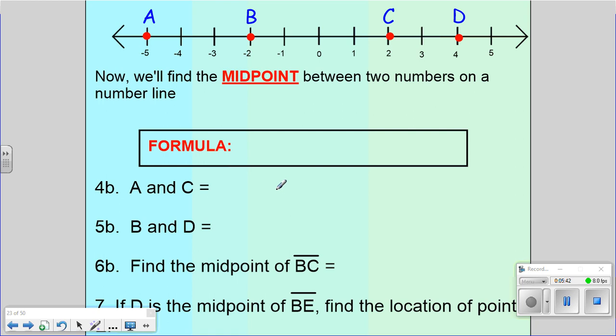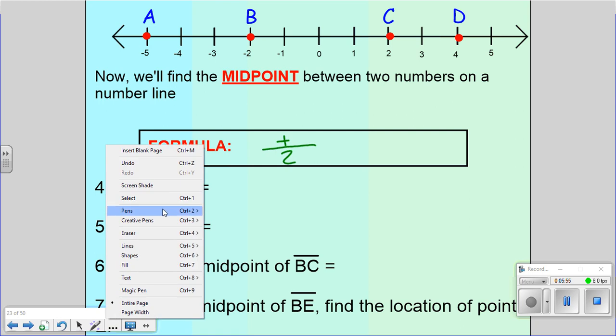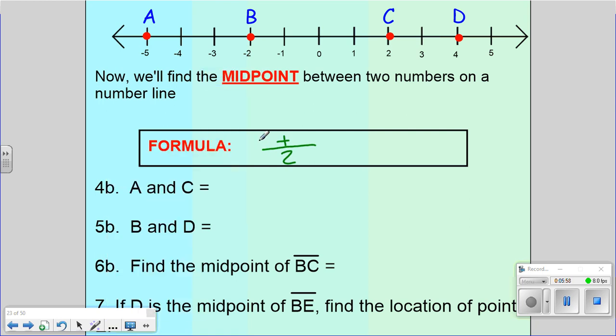Now let's talk about finding the midpoint between two numbers on a number line. The formula for midpoint skeleton: there's a plus sign, a fraction bar, and a 2. And then at the top, you'll write x sub 1 and x sub 2. Again, the ordering doesn't matter. What matters is that you always use a plus sign when you're finding the midpoint, and that fraction bar and 2. So for 4b, let's draw our formula skeleton: plus, fraction bar, 2.